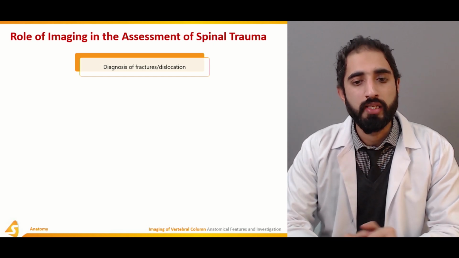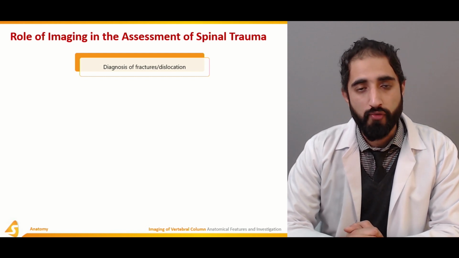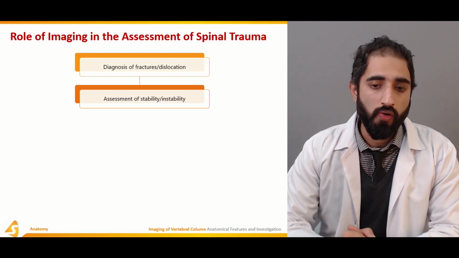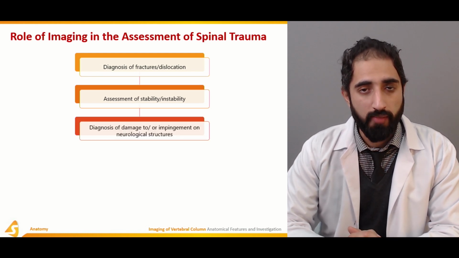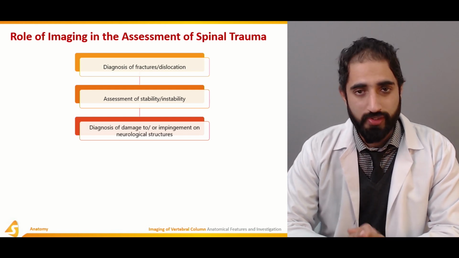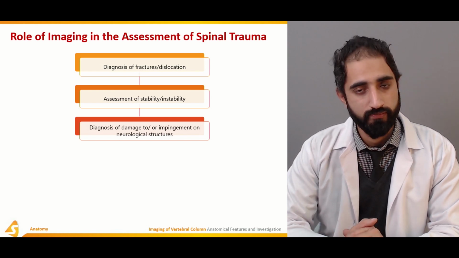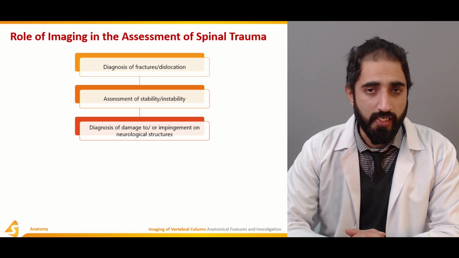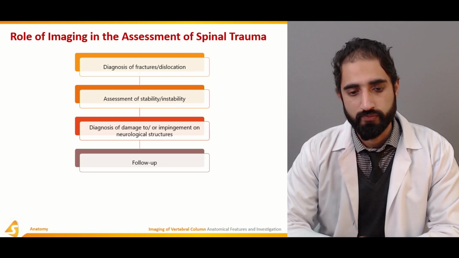Now, the role of imaging in the assessment of spinal trauma is very important because it is used to diagnose a fracture or a dislocation. It is also used in the assessment of stability and instability. Radiographs and imaging are also important in the diagnosis of damage to neurological structures such as spinal nerve roots or spinal cord, or even in terms of impingement of neurological structures, such as in cervical radiculopathy, in which there is impingement of spinal nerve roots.